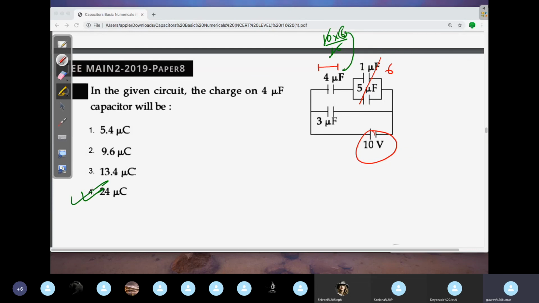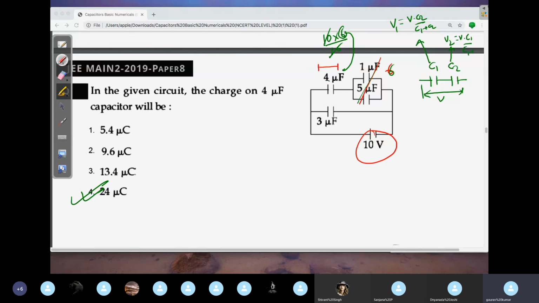क्या था भाई इस क्वेश्चन में? Right now, just now I taught you how to calculate the voltage division between C1 C2. If you have C1 C2, this voltage is V. So how much voltage you will have here? Let's say V1 is V multiplied by C2 by C1 plus C2. And how much you will have here? V2 is V multiplied by C1 divided by C1 plus C2.